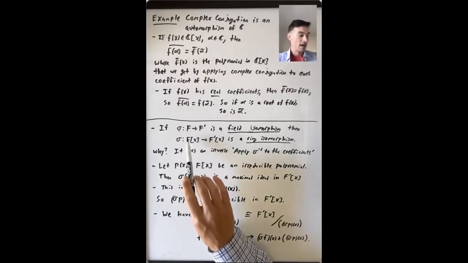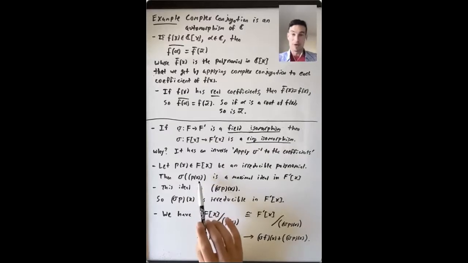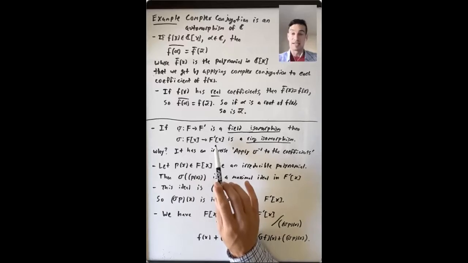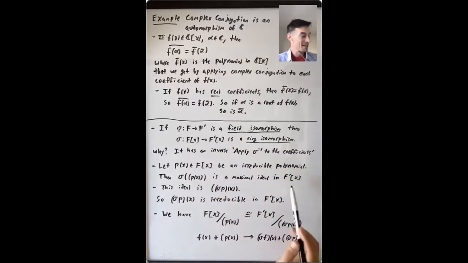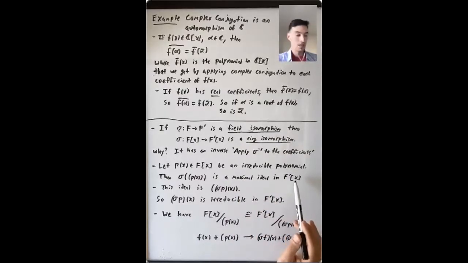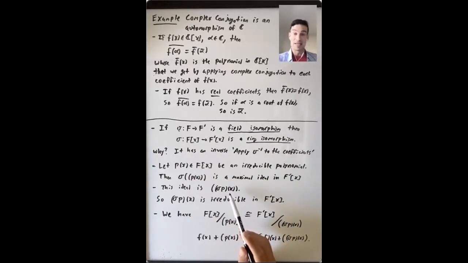Well, we have this ring isomorphism. The ideal generated by p of x is a maximal ideal. So this ring isomorphism takes it to some other maximal ideal over on this side, in F prime bracket x. Think about what is this ideal? Like, what are the polynomials that are in it? And you'll see that it is everything in F prime bracket x that's divisible by this one polynomial, sigma of p of x. So it's the ideal generated by sigma of p of x. But if this is a maximal ideal, that's telling us that sigma of p of x is an irreducible polynomial in F prime bracket x.